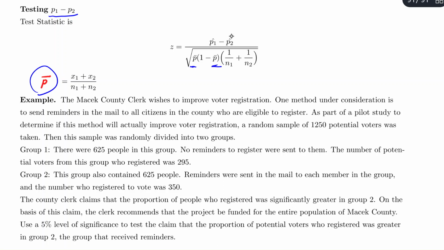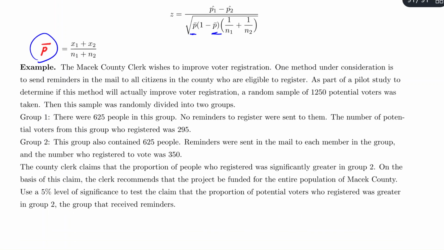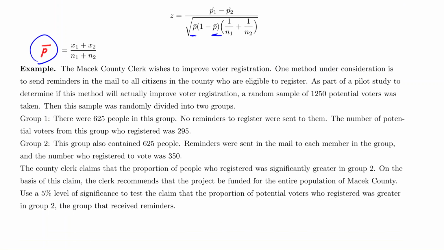P hat is sample proportion for first population, second population. We find the sample proportion. Okay, so let me just demonstrate with the problem. I think it will make more sense. County clerk wishes to improve voter registration. One method under consideration is to send reminders by mail to all citizens in the county who are eligible to register.